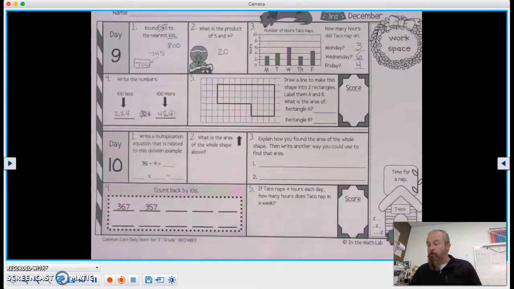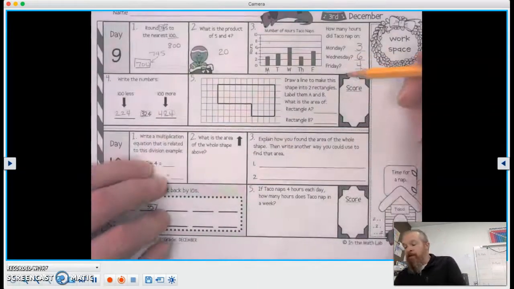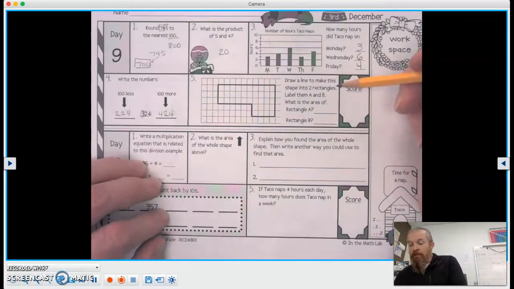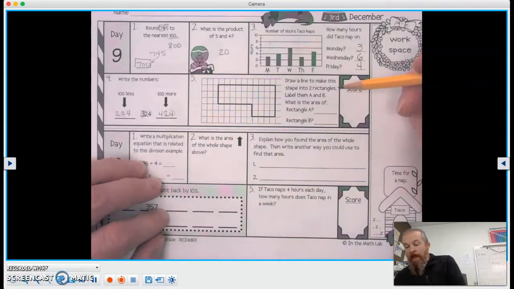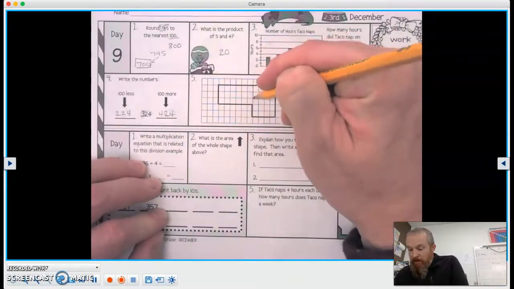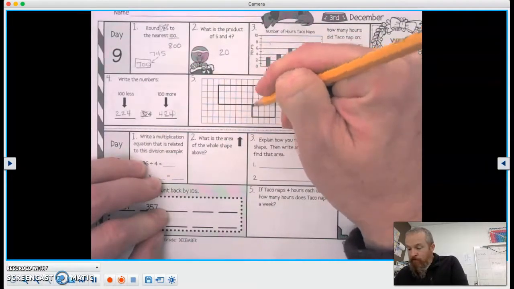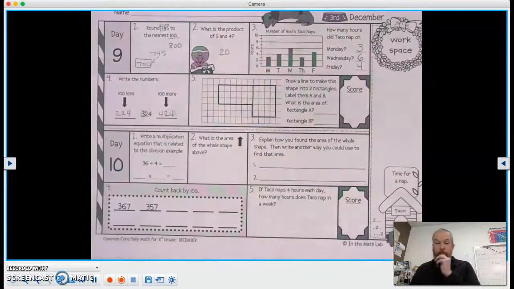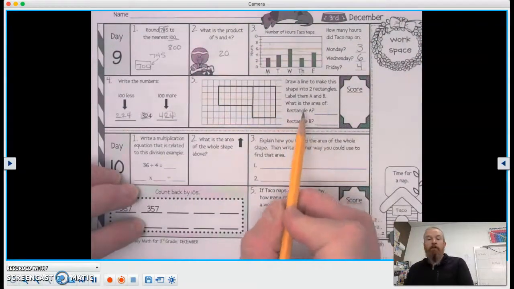1 less, 1 more. All right, draw a line to make this shape into 2 rectangles. Label them A and B. Okay, you can do this many ways. I'm just going to kind of complete that line right there. Okay? Now it's asking us, what is the area of rectangle A?